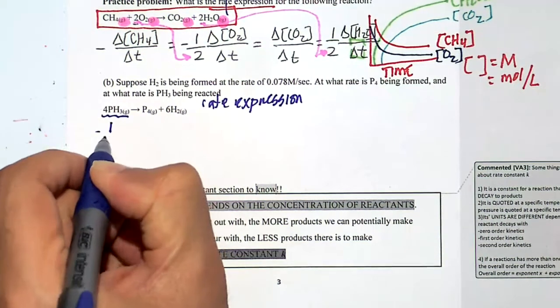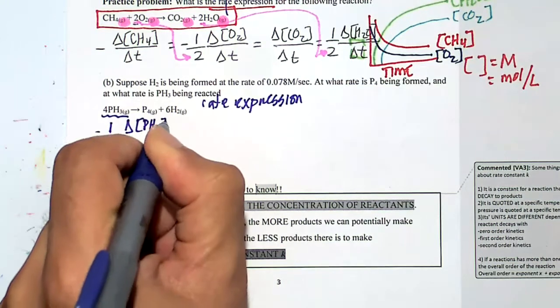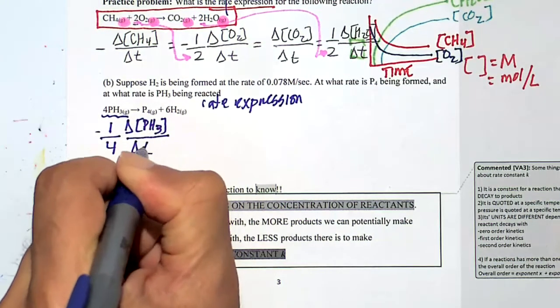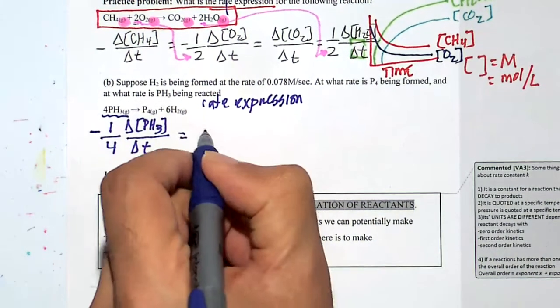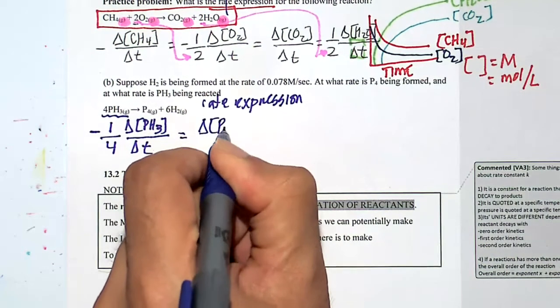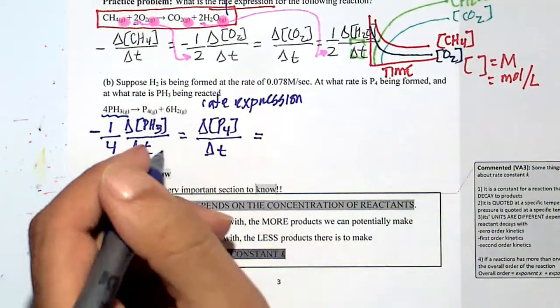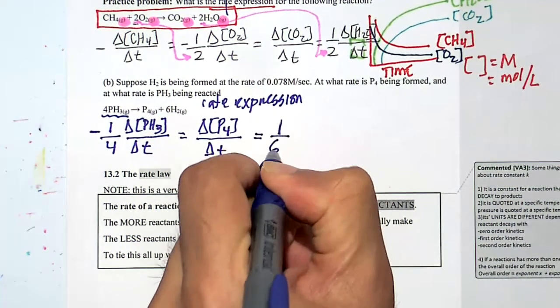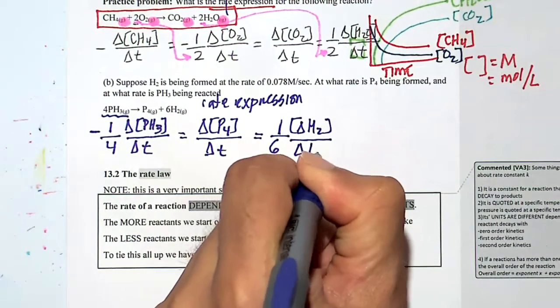So it's going to go down: minus 1/4 change in concentration of PH3 over delta lowercase t, time. I could also do it in pressure, but I'm only doing it in concentrations. Okay, minus, change in concentration over time. That has to equal the change in concentration of P4 over time. And that has to equal 1/6 change in concentration of H2 over time.